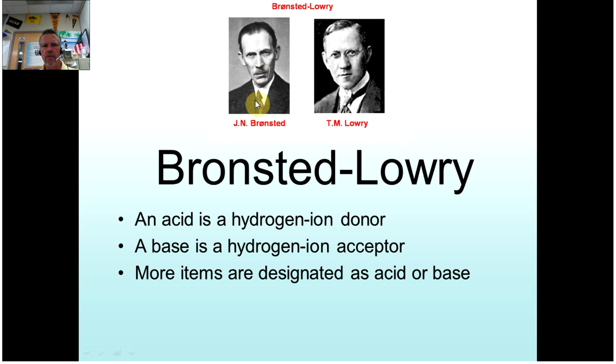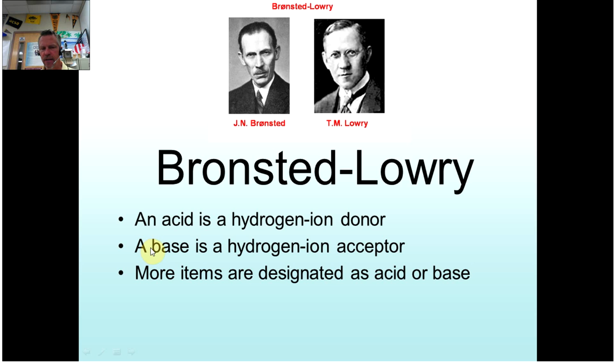Now, these two guys, Bronsted and Lowry, came up with another, better definition for acids and bases. They said an acid, and it kind of sounds like the Arrhenius one, but it's a little more broad, is something that gives off hydrogen ions. An acid is a hydrogen ion donor. It gives off or produces hydrogen ions.